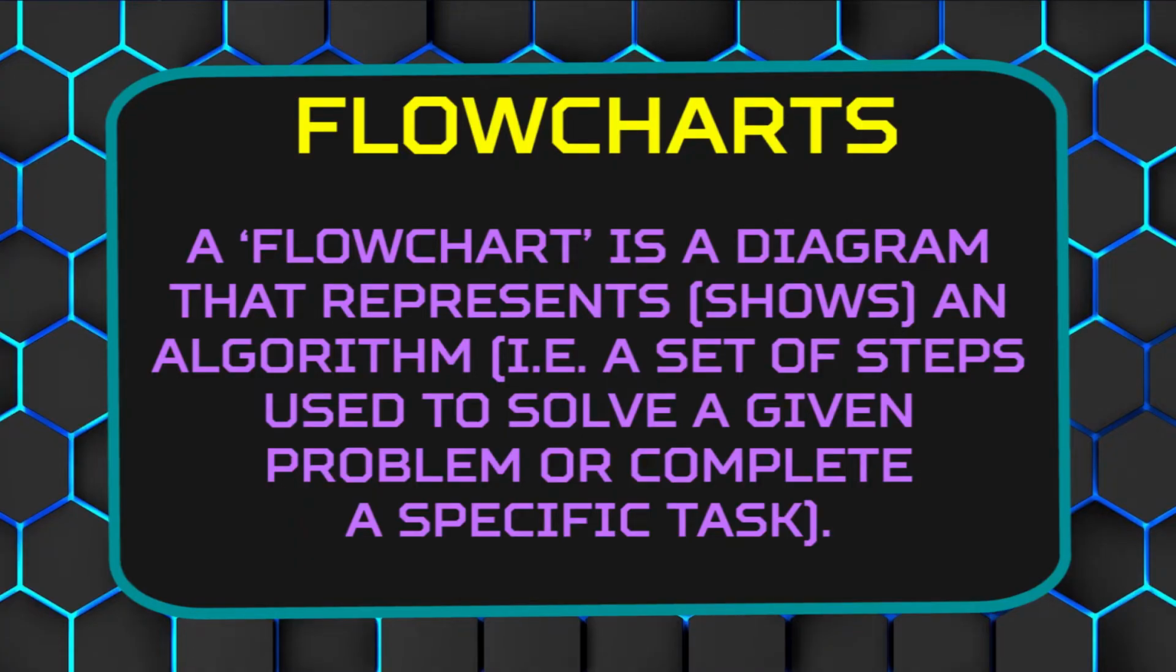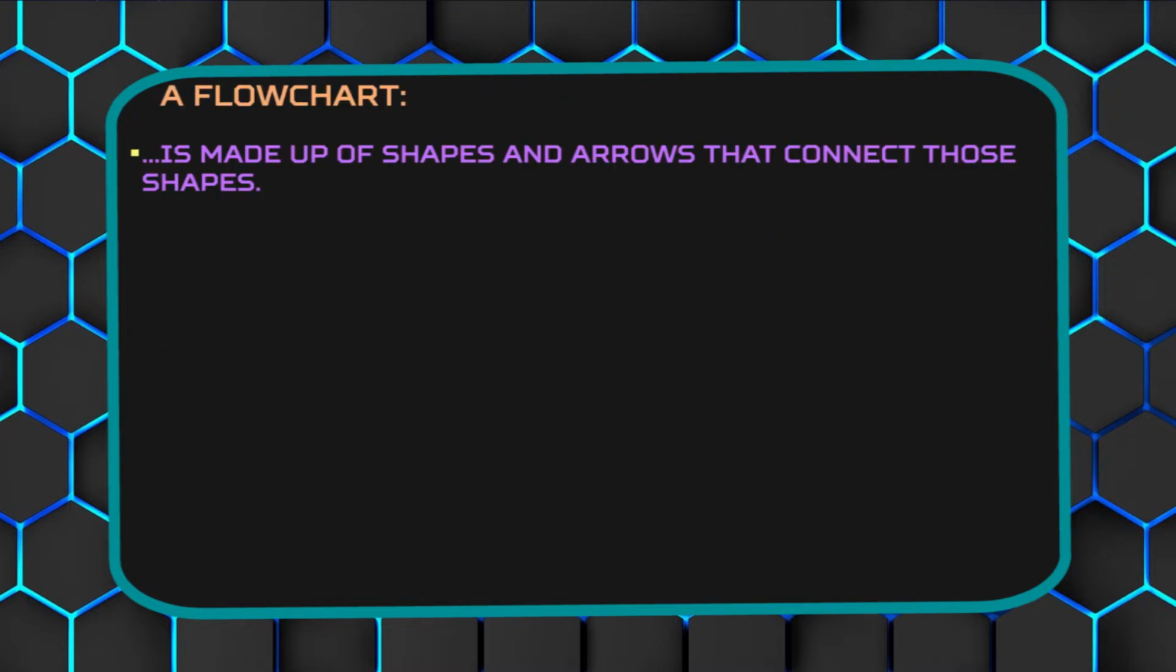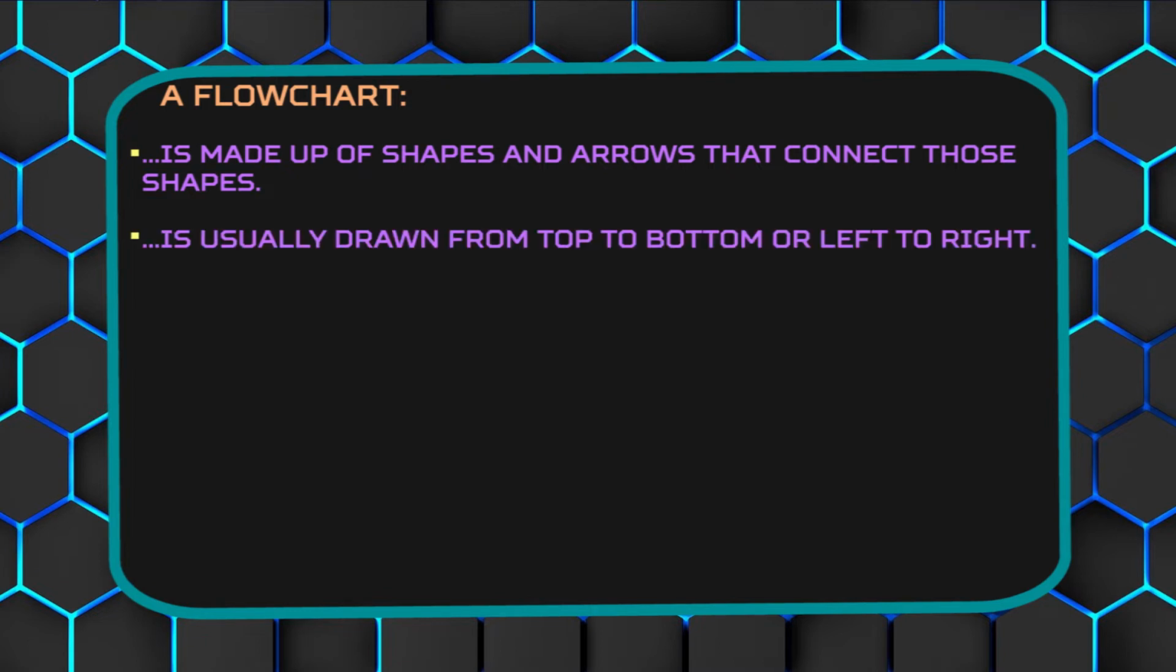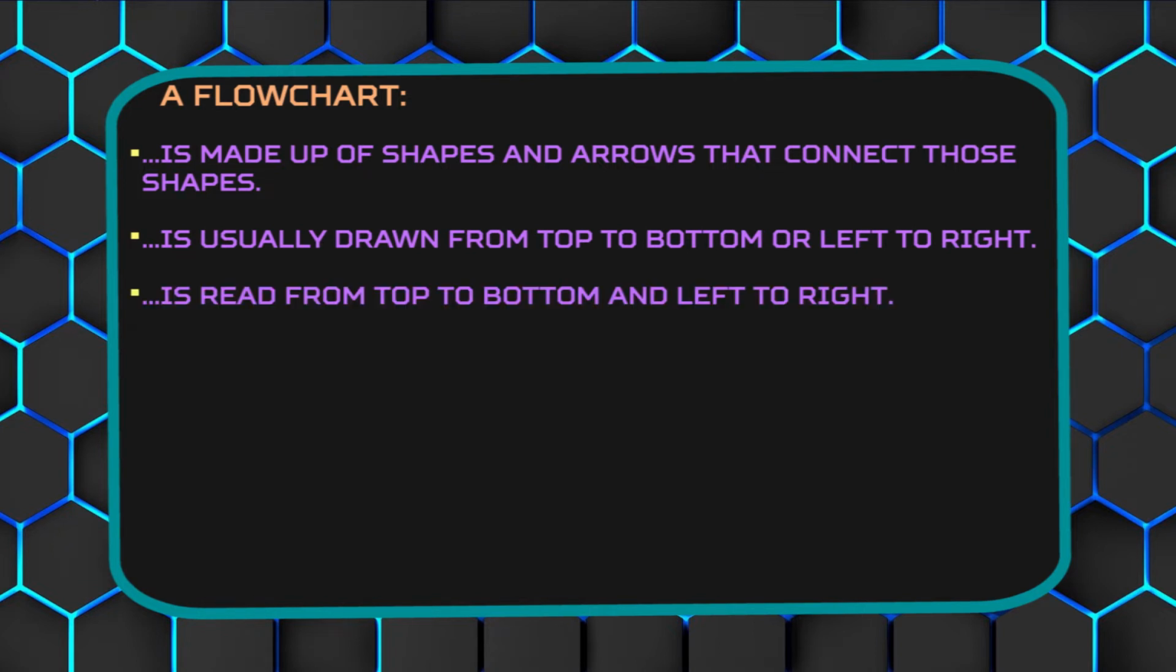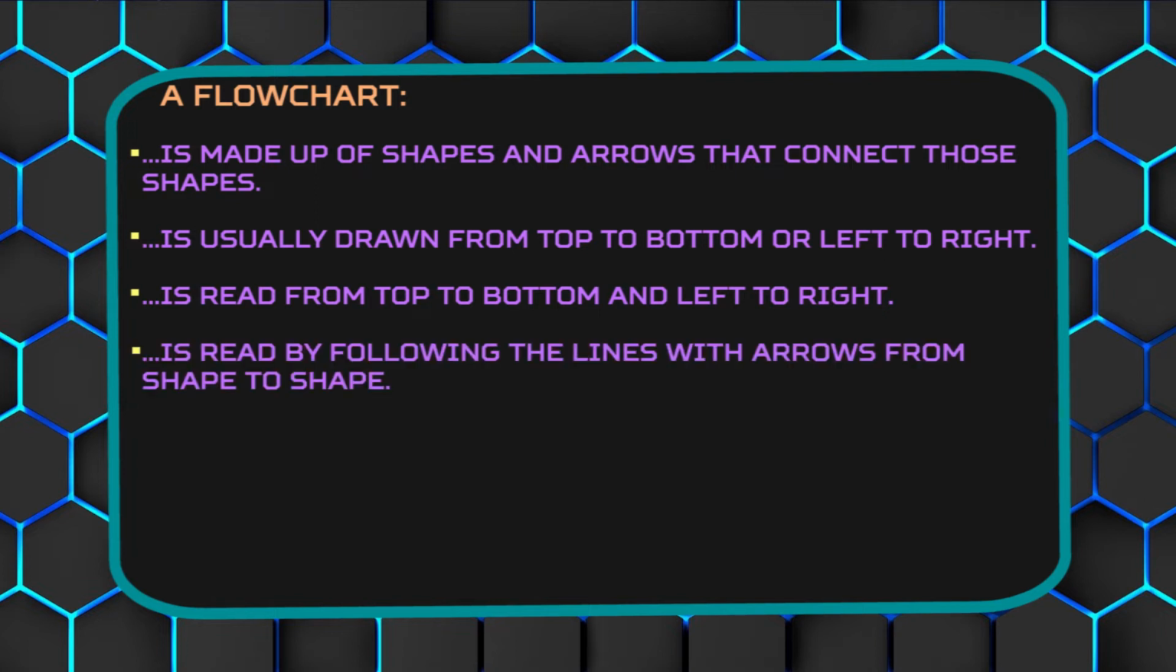Let's have a look at flowcharts. Now, a flowchart is a diagram that represents an algorithm, which is a set of steps used to solve a given problem or complete a specific task. A flowchart is made up of shapes and arrows that connect those shapes. It's usually drawn from top to bottom or left to right. It is read from top to bottom and left to right. It's read by following the lines with arrows from shape to shape.